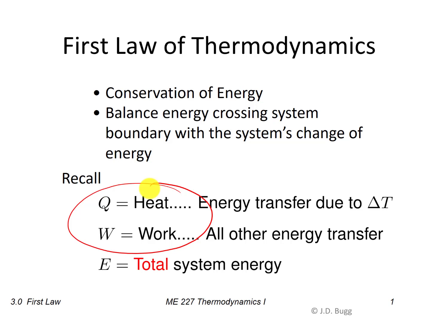The third thing that we talked about earlier was the idea of total energy, and capital E was the symbol that we used for that. So the total energy is the total energy associated with the system. So that's internal energy, kinetic, and potential energy. So these three things are the only thing we need in order to write down a conservation of energy equation.